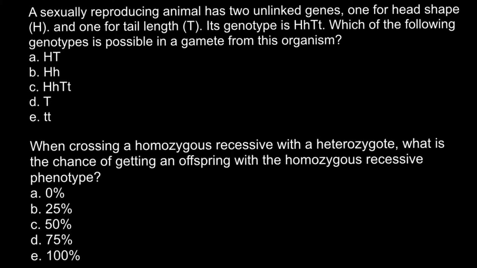A sexually reproducing animal has two unlinked genes, one for the head shape, that is H, and one for the tail length, T. Its genotype is heterozygous for both traits. Which of the following genotypes is possible in a gamete from this organism? So let me write down this genotype once again. This is capital H and small h and capital T, small t.